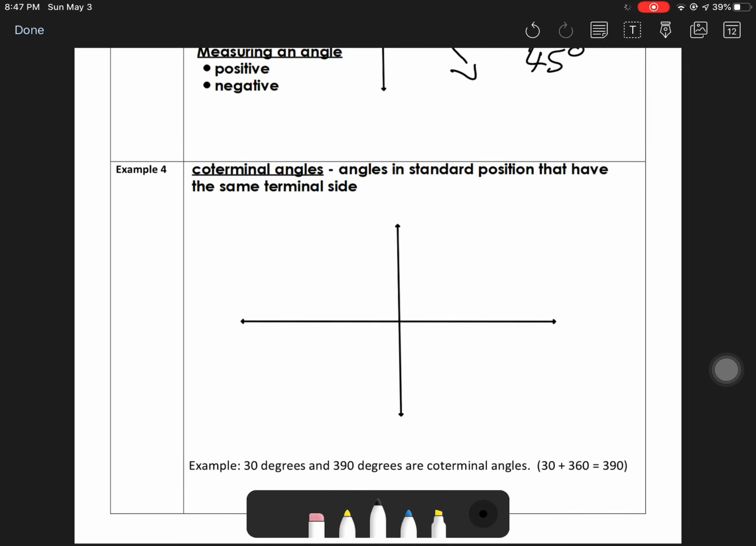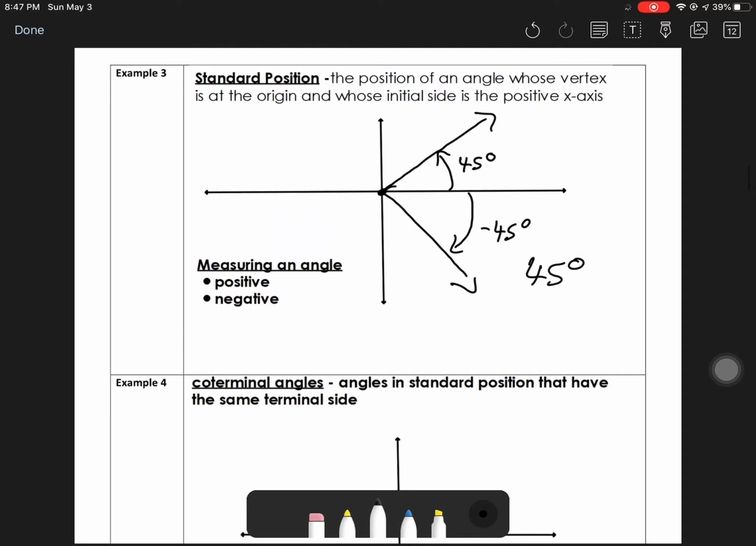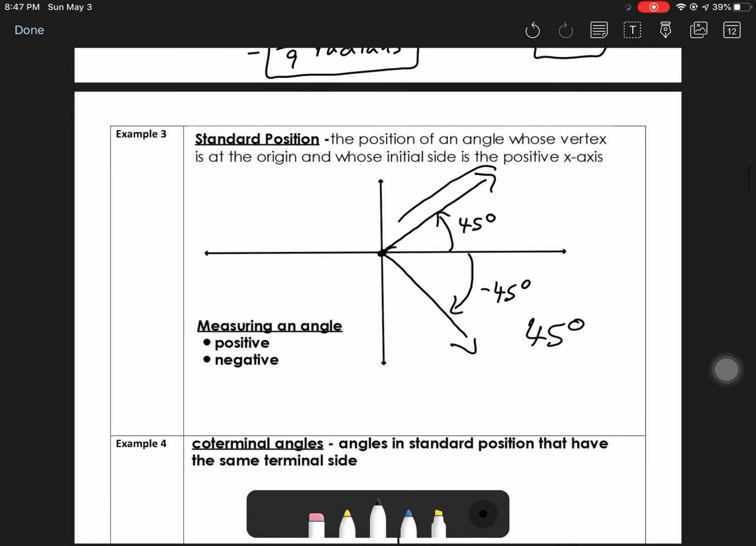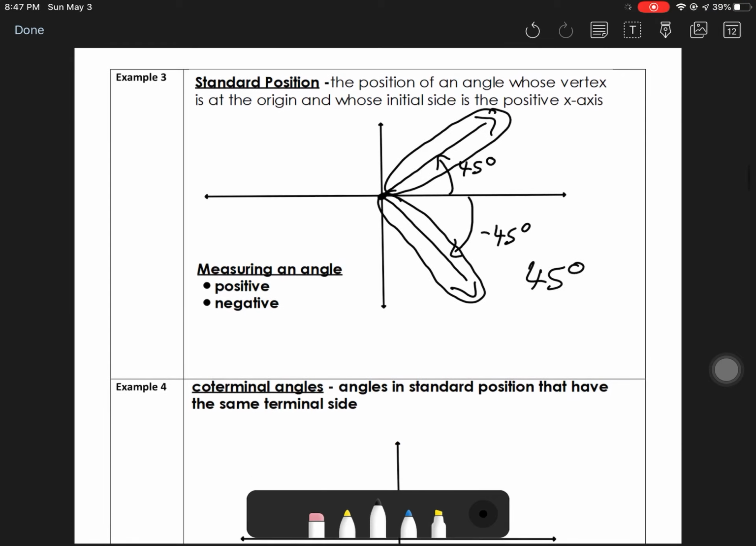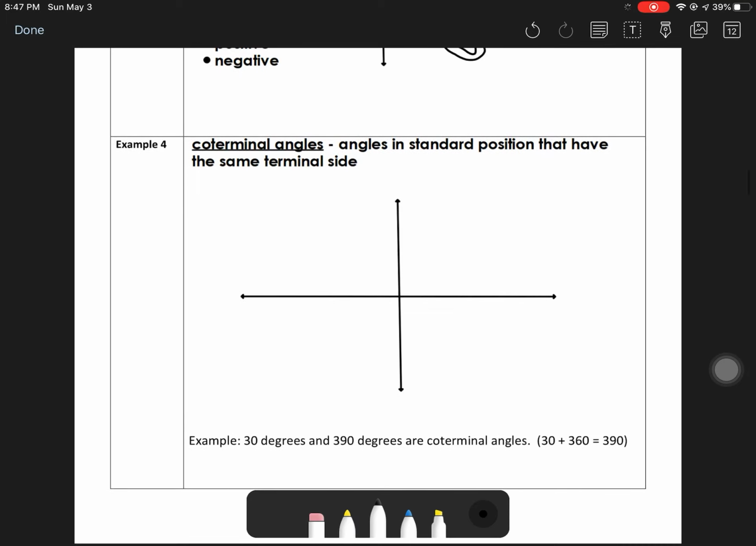Coterminal angles are angles in standard position that have the same terminal side. Okay? So the terminal side is the ending side. So with this 45 degree, this is the terminal side. And for the negative 45, this is the terminal side. It's wherever your angle ends. So let's say we want to do, okay, we'll do 45 degrees again. Actually, let's do a different one. Let's do 30 degrees. So a little bit smaller.